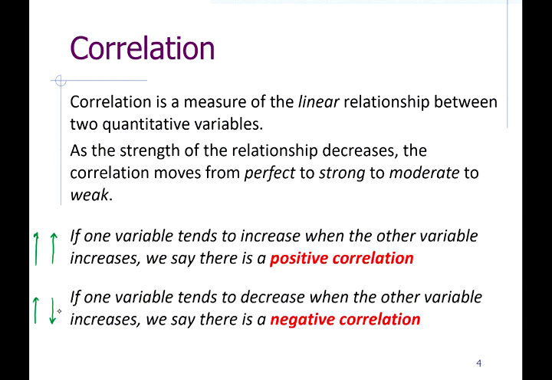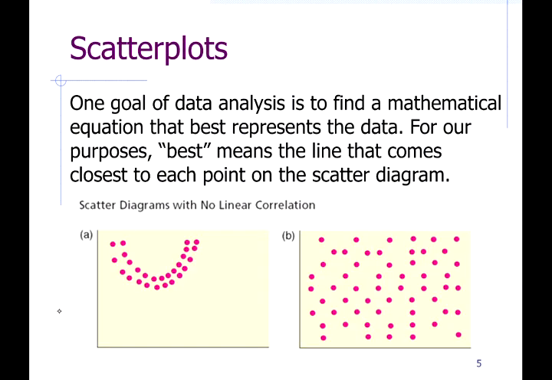So a positive correlation may be something like, as the number of hours you study goes up, the average test grade should go up. And a negative correlation might be something like, as the size or the weight of a car goes up, the gas mileage goes down. And so those are examples of correlations, one positive, one negative. Now our goal is to find a mathematical equation that best fits the data.